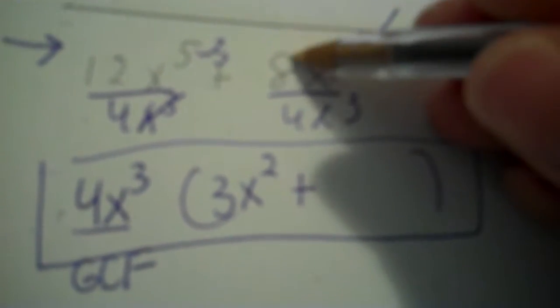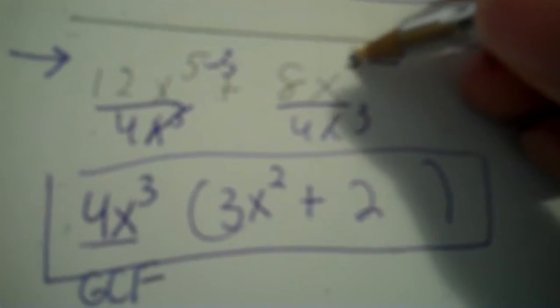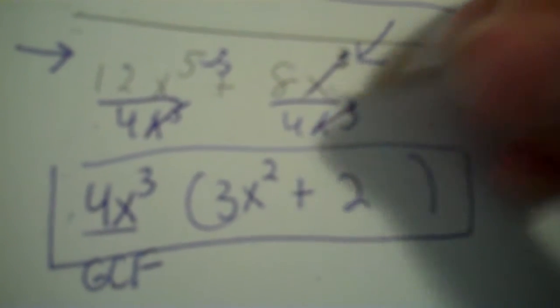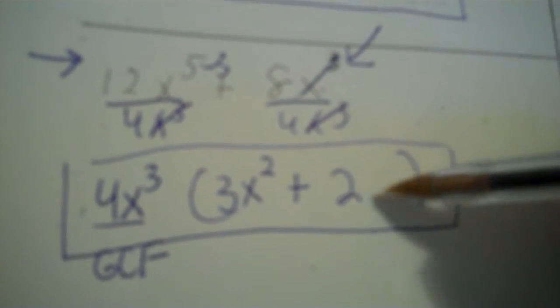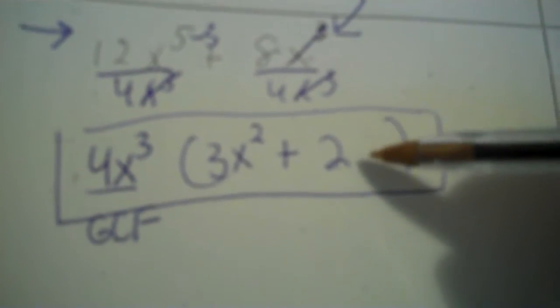12 divided by 4 is 3. Then we divide the x to the fifth by x to the third by subtracting the exponent from the bottom. So I put x down, and then 5 minus 3 is 2. So x to the 2, you put the letter down and then put the 2. Positive, and then 8 divided by 4 is 2. Now, 3 minus 3, that cancels out. That's always going to just cancel on the last one. You'll divide the coefficients, but you won't have to put a letter there. So the answer to that problem is 4x to the third times (3x to the second plus 2).